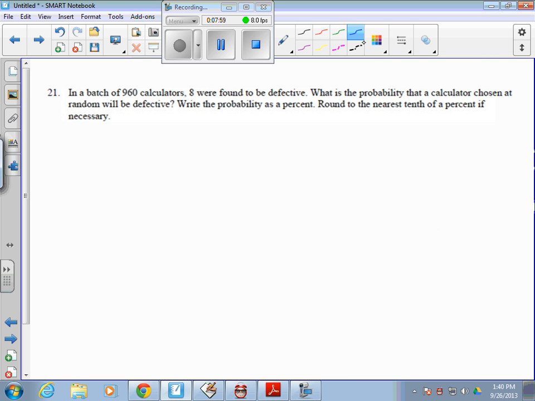21 says in a batch of 960 calculators, 8 were found to be defective. What's the probability a calculator chosen at random will be defective? Write it as a percent and then round it to 1/10 of a percent as necessary. So 8 of them out of 960. Defective is the favorable outcome right here. That's not a good thing for them to be broken or defective, but it is the favorable outcome. So 8 over 960. And since we're writing it as a percent, just divide 8 by 960.